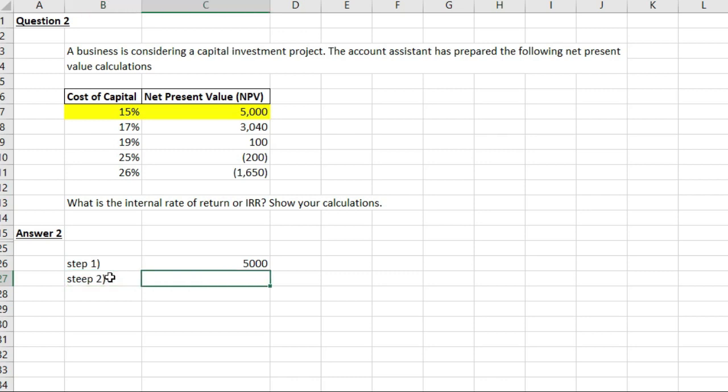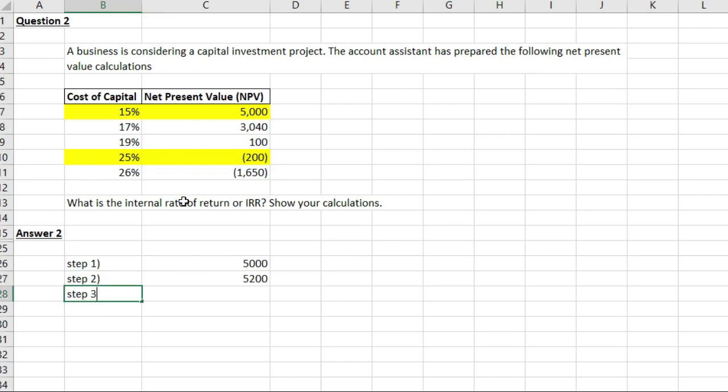Now step two, I'm going to take this 25% and this 200, because that's where this falls into a negative net present value. So I know that somewhere between 15% and 25% is our IRR. It's probably going to be close to, I don't know, about 24, maybe 23 at a guess, but let's work it out. So I'm adding this and this together, but I'm not doing 5,000 minus 200, I'm doing 5,000 plus 200.